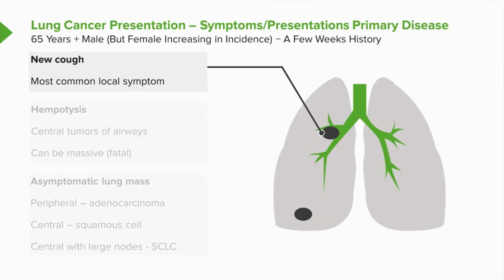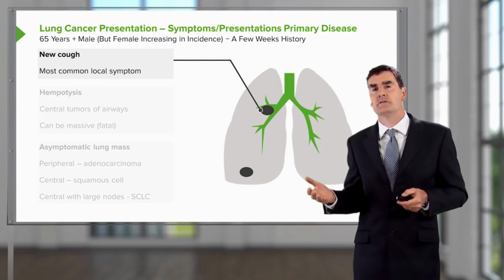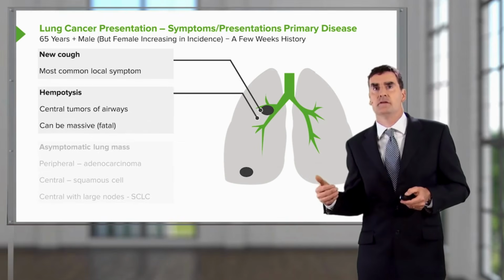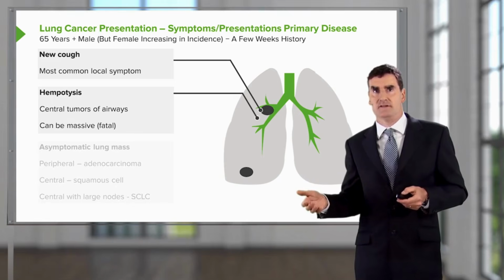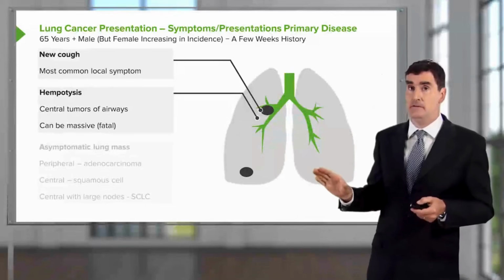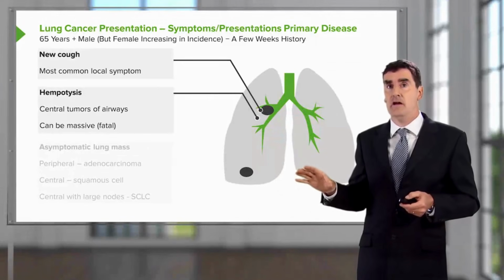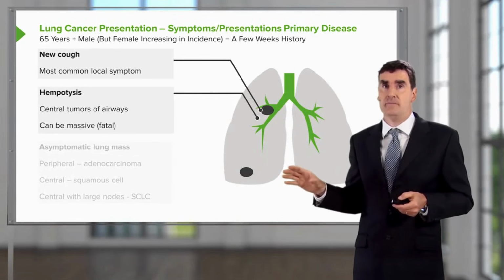So what are the classic presentations? Okay, so if you have somebody who has lung cancer in a central place along one of the major bronchi, then they may present with cough. And if that tumor is eroding into the bronchus, they may bleed a little bit into the bronchus and have hemoptysis as well. Occasionally, that hemoptysis is fatal in that the tumor erodes into an artery that bleeds so fast that the patient will die with massive hemoptysis.